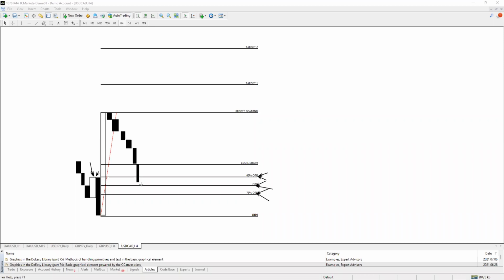Let's say price came all the way to this level. You still need to just wait for a bullish candle to appear. If you get this bullish candle appearing, then you can be part of this trade, with your stop loss down here. And now you can start targeting the highs. There's profit scaling, target 1 and target 2. This is for only one time frame, 15 minutes.